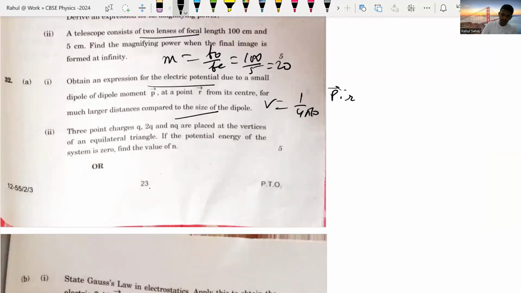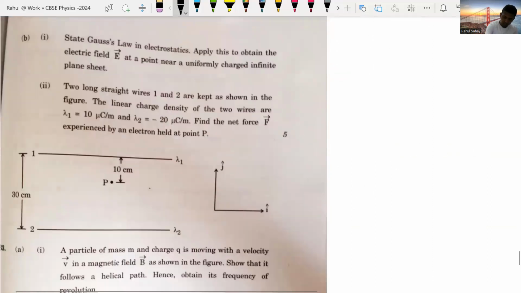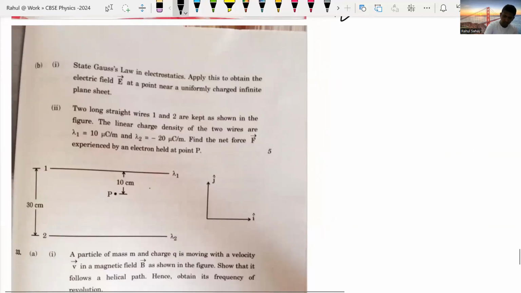The second one is 3 point charges Q, 2Q and NQ placed at the vertices of a triangle. So this is A, Q, 2Q and NQ. So total potential energy U is equal to UAB plus UBC plus UAC, and net is equal to 0. In Gauss's law, the net flux through a closed surface is what? 1 by epsilon naught times the charge enclosed.